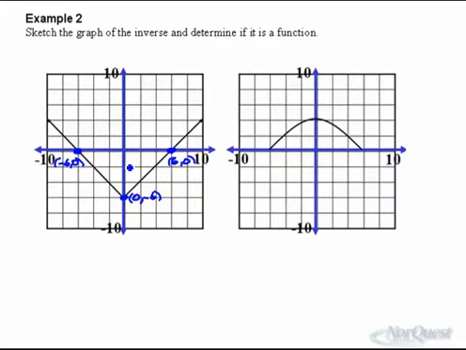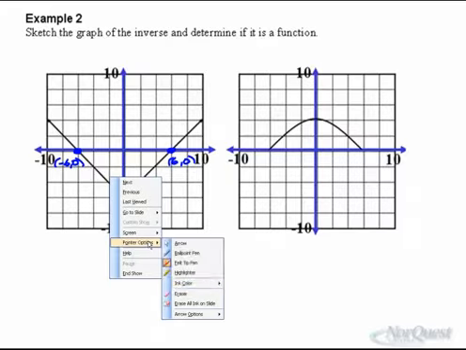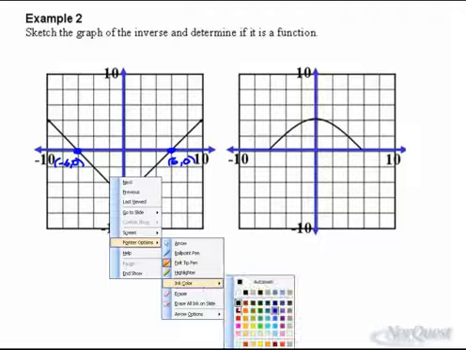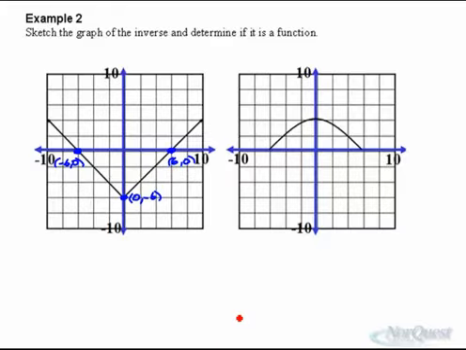What we're going to do, and I'm going to change the color of my pen for this so you can see this a little easier, is switch x and y and redraw this graph. So the point (6, 0) becomes the point (0, 6).